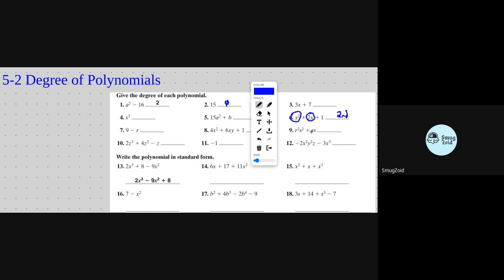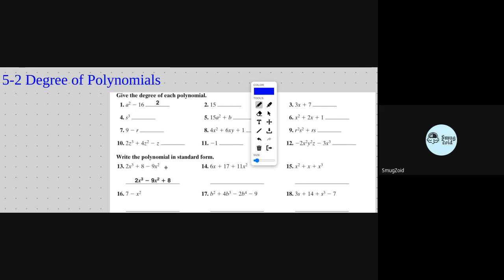This guy, on the other hand, this would be a 4, and this would be a 2, right? 1 and 1 is 2. 2 and 2 is 4. So this would be a 4th degree, okay? As long as you kind of see what we're doing there.